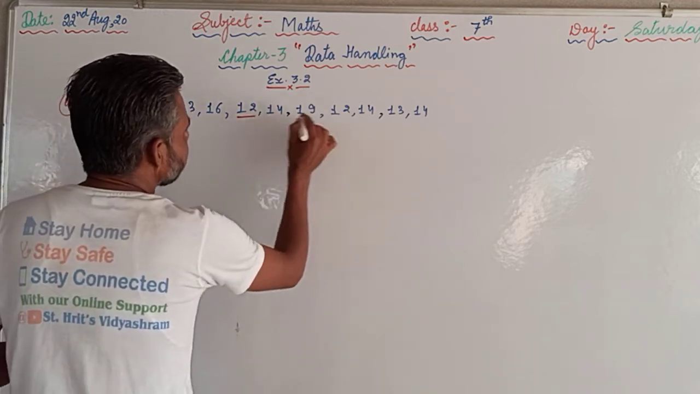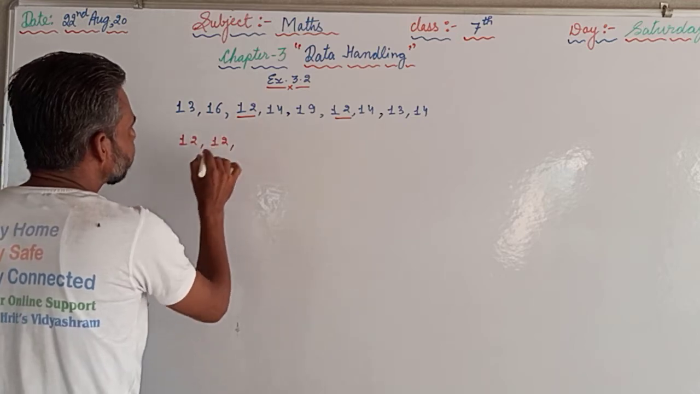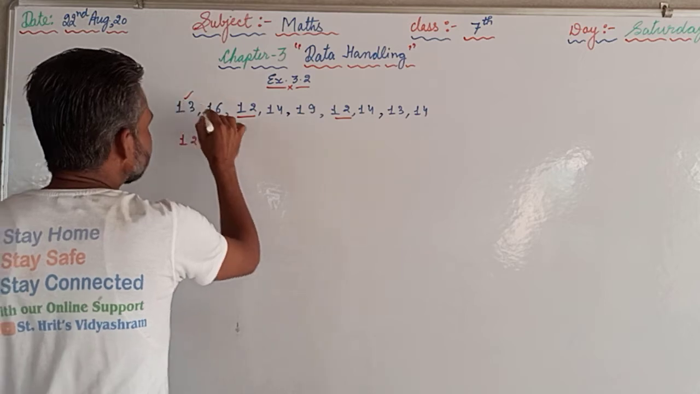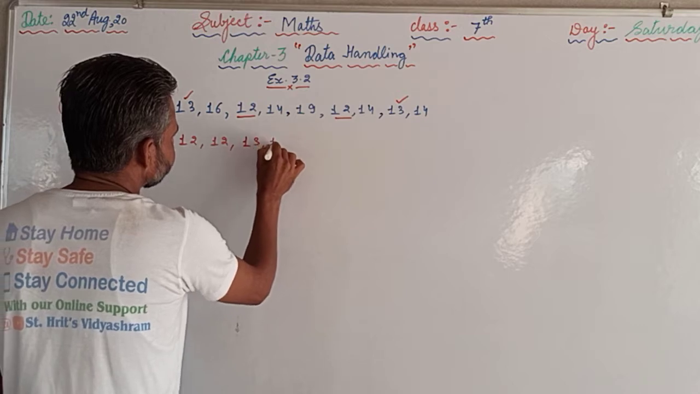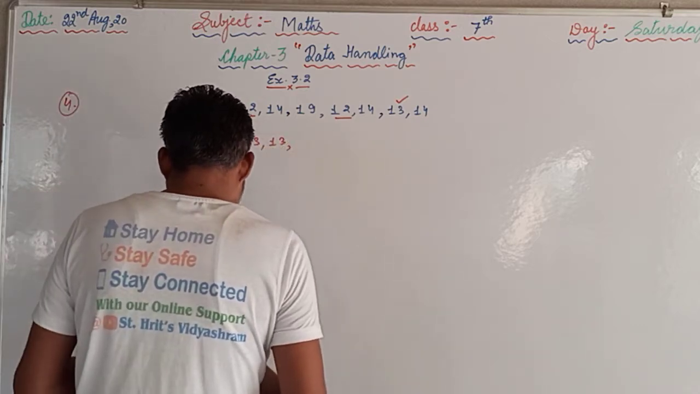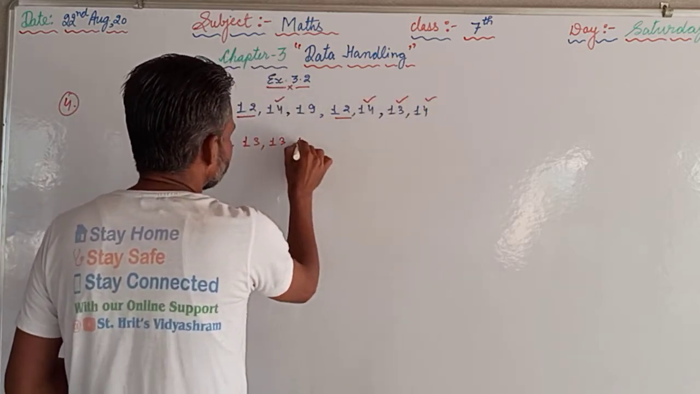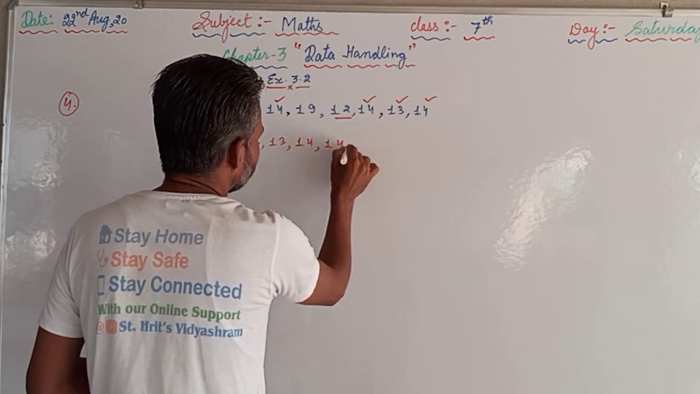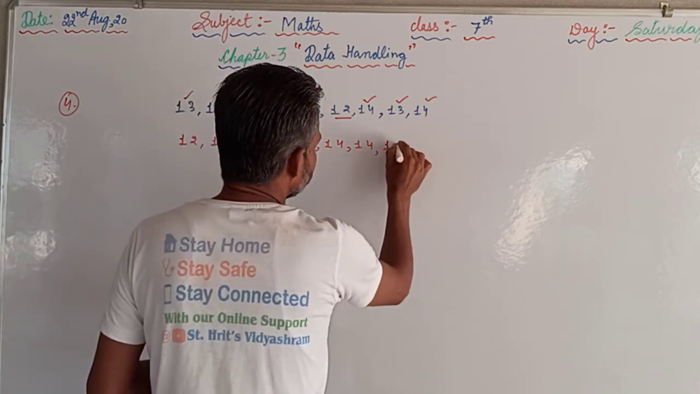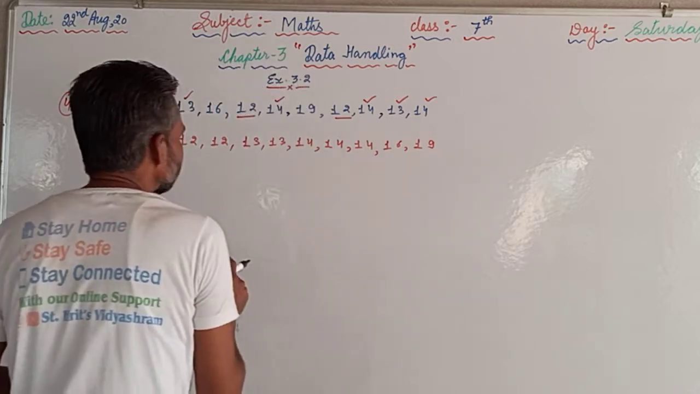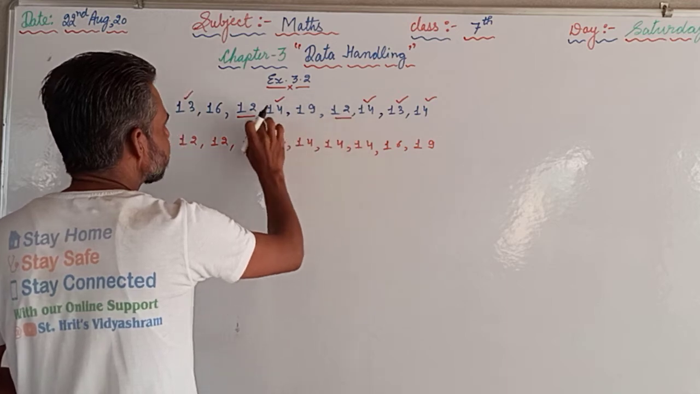The lowest number is 12, and it is repeated 2 times, so we will also write it 2 times. Afterward there is 13, here as well as here, 2 times, so we will write it 2 times. Afterwards 14 is there 3 times: 1, 2, 3. Afterwards 16 is there, and then 1 time 19. Total number of observations: 1, 2, 3, 4, 5, 6, 7, 8, 9.